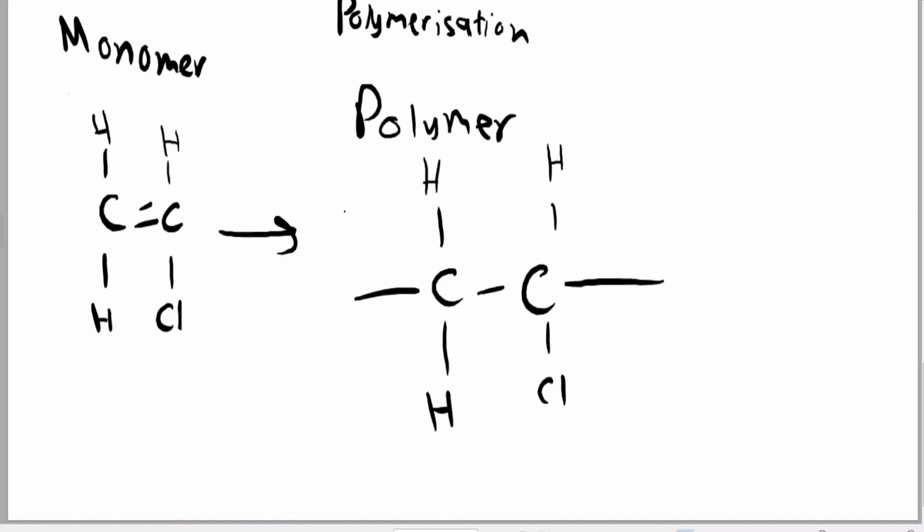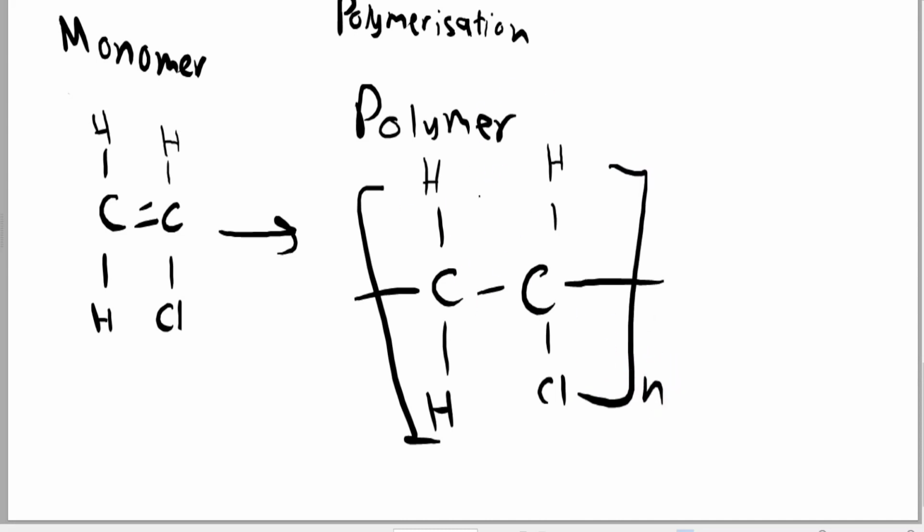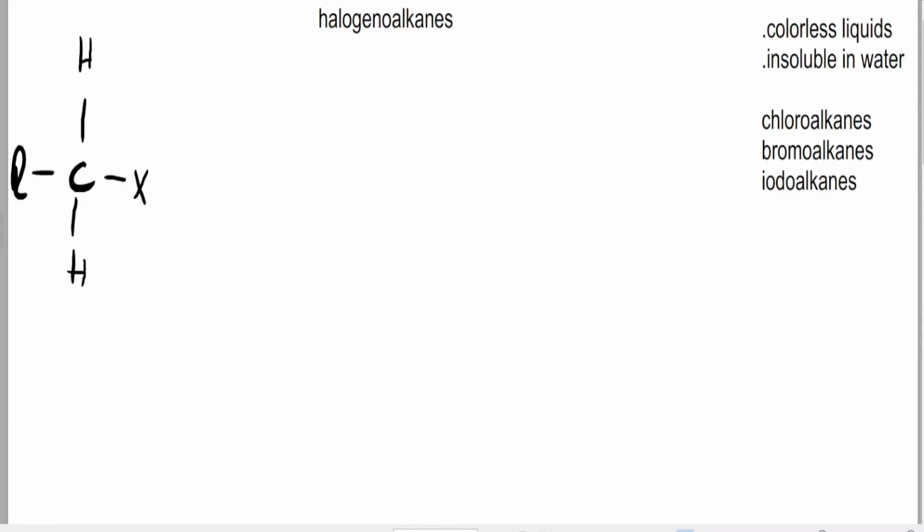But when you draw a polymer, you get this thing right here. You would break the double bond, you would extend the carbon bonds, and you would draw two lines with an n. And this n represents the number of monomers. That was the end of alkenes.